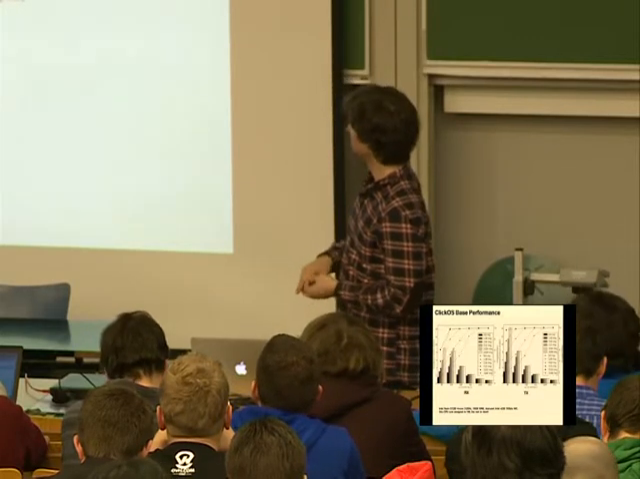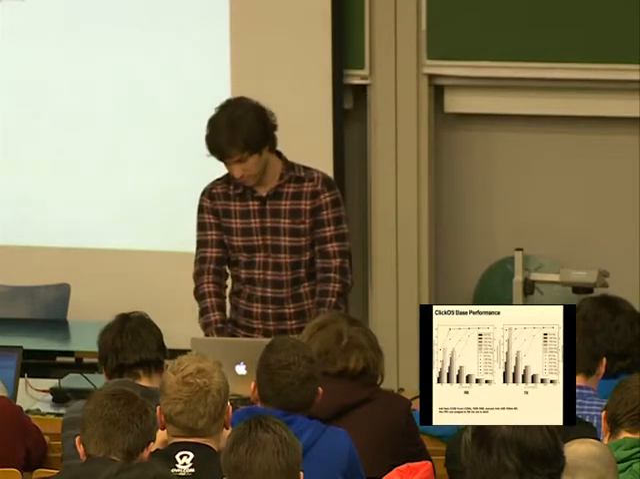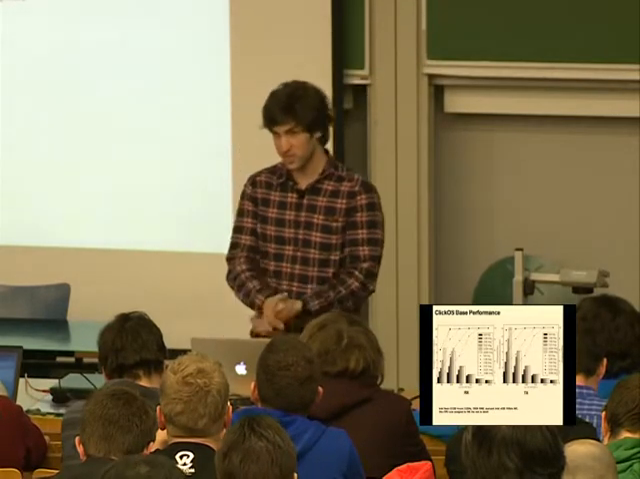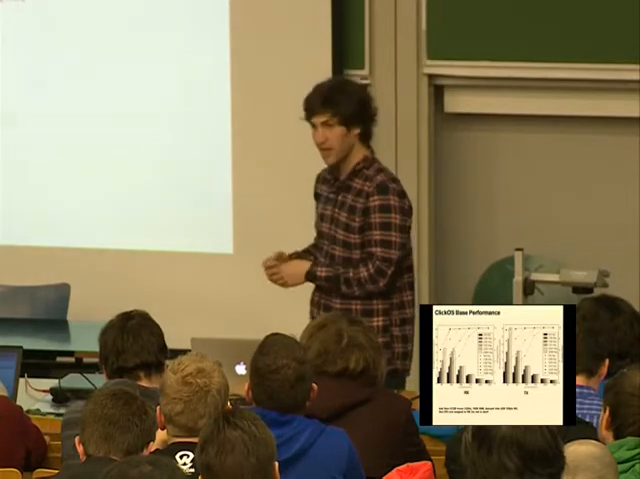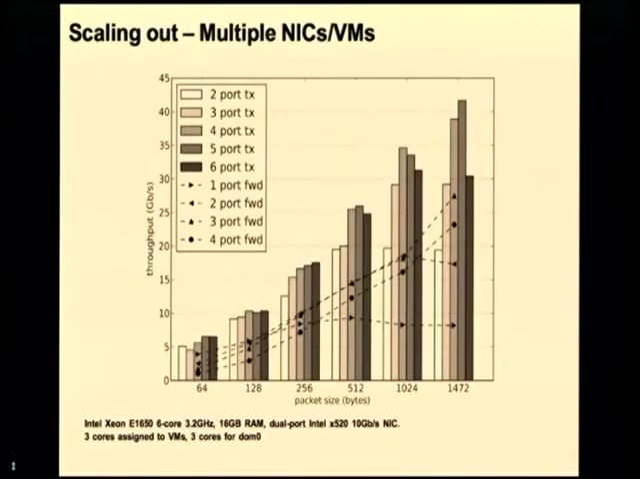But as you can see, for all the other packet sizes, we fill up the pipe. This was tested on a low-end server of 4 cores at 3.2 gigahertz, with a dual port 10 gigabit NIC. Each VM is assigned one CPU core, and the rest go to Dom0.